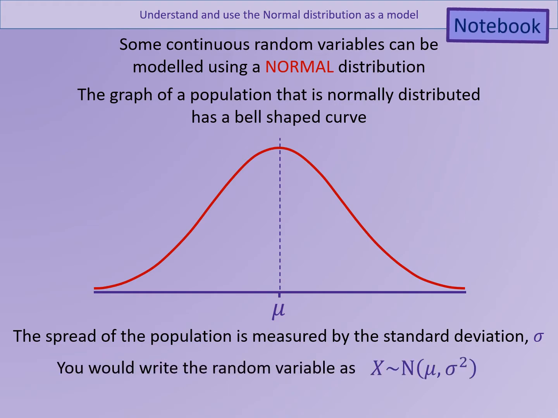If a random variable has a normal distribution, we will write it like this. X has a normal distribution with a mean mu and a variance sigma squared. Notice it's the variance that is given here, so if you wanted the standard deviation, you would need to take the square root.